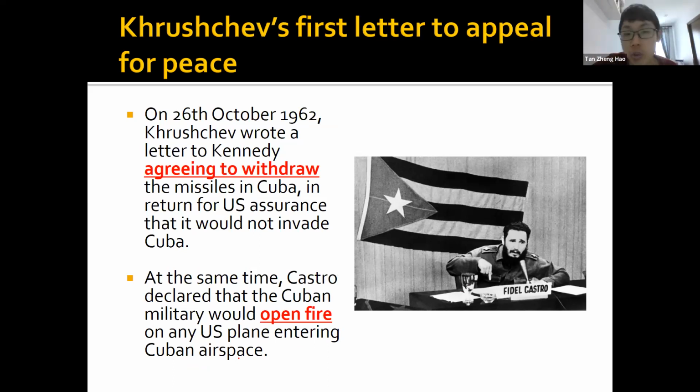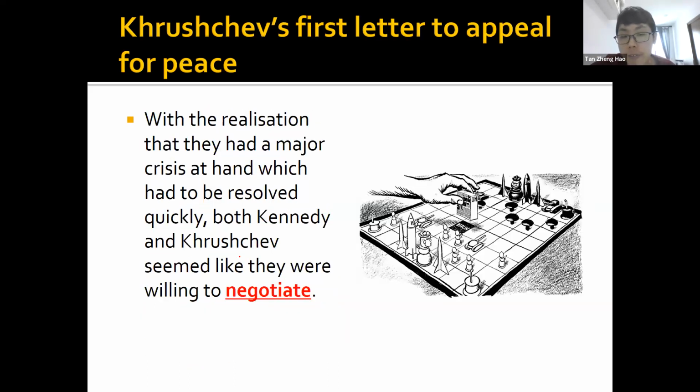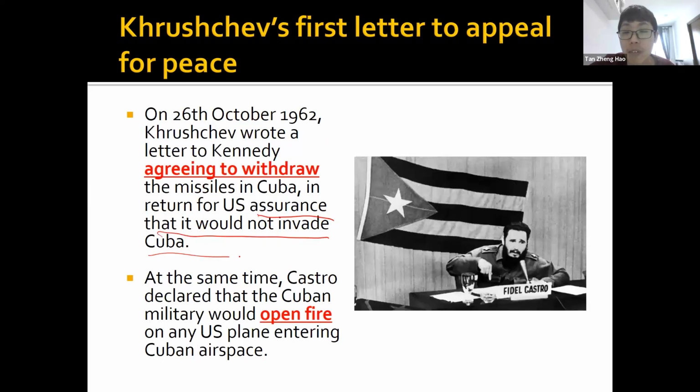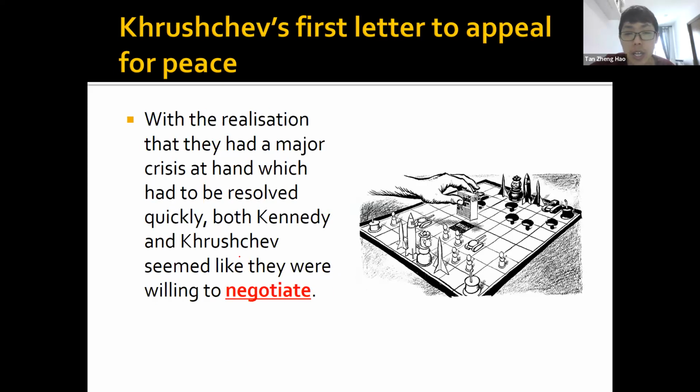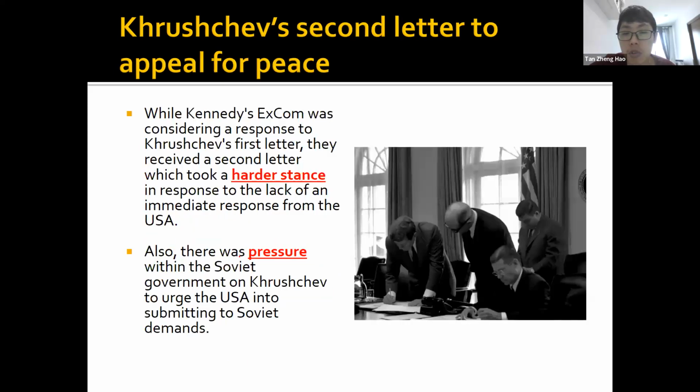So he basically tells the US president, I will withdraw the missiles in Cuba, but, this is a very important point, US, you must promise me you will not attack my ally, you will not attack Cuba. So that was the first letter. Now at first the US was like, oh, here's our chance. Maybe we can use this chance to get rid of the missiles in Cuba. But while they were thinking about it, Khrushchev changed his mind.